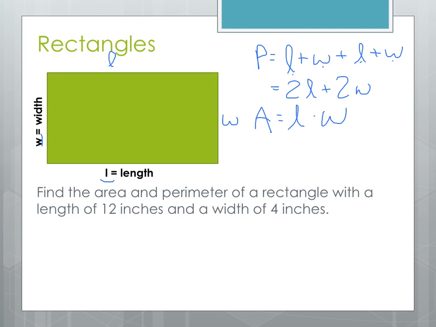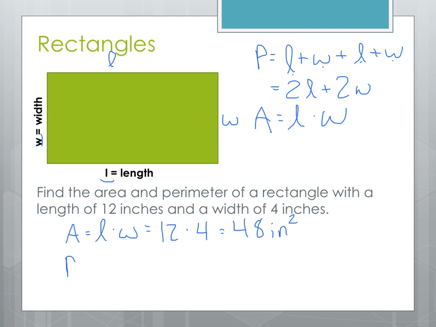Okay. So for this example, we want to find the area and perimeter of a rectangle with a length of 12 inches and a width of 4 inches. So our area is going to be length times width. So that's going to be 12 times 4 inches, or 48 inches squared. Square inches because we're doing an area.